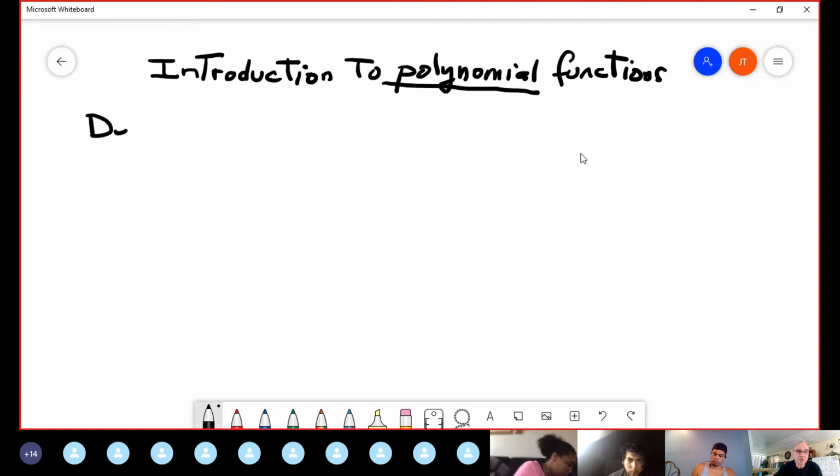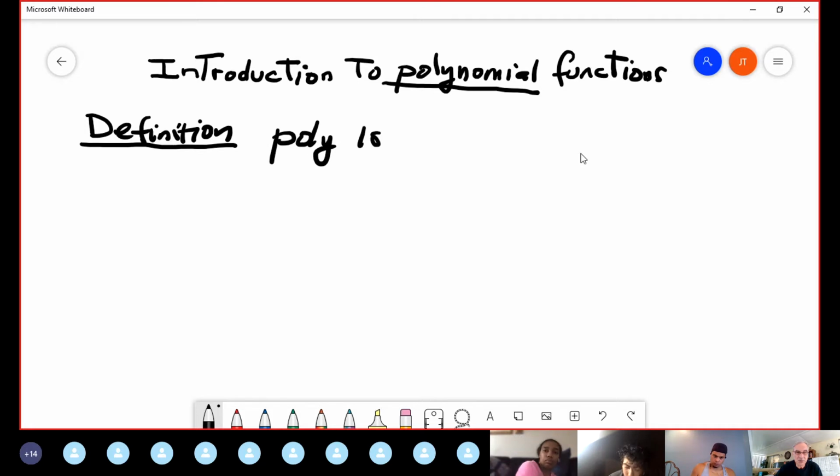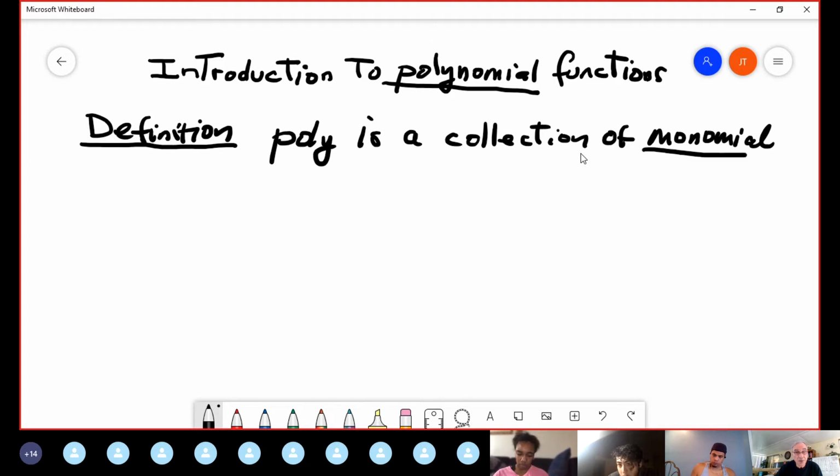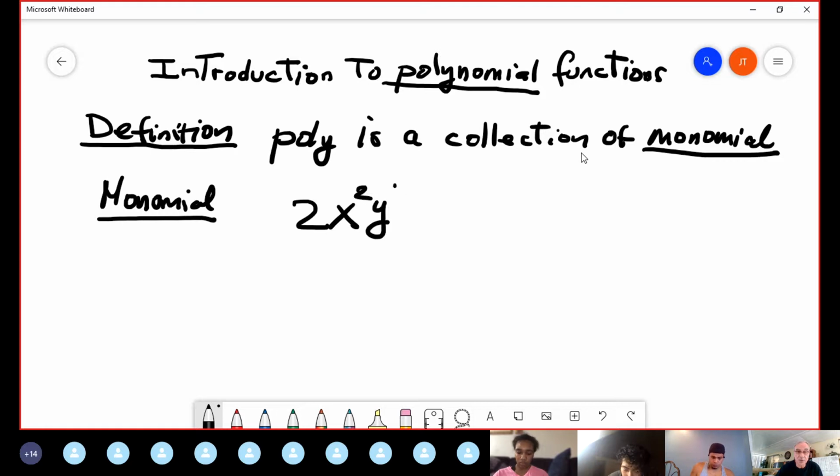Definition first. Definition of the polynomial: a polynomial is a collection of monomials. And what is a monomial? A monomial is an algebraic expression like that. Suppose, for example, to understand monomial, 2x to the second power, y to the fourth power. So, the important pieces to understand a monomial.